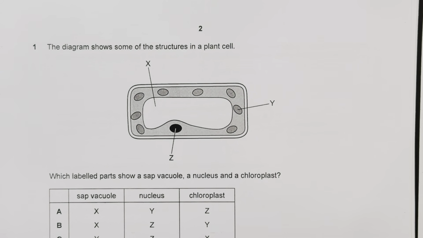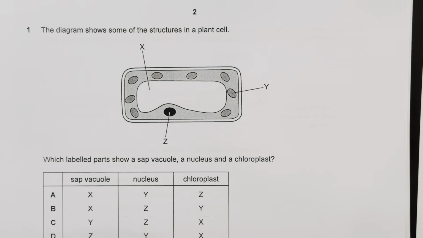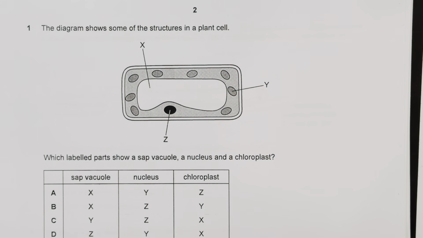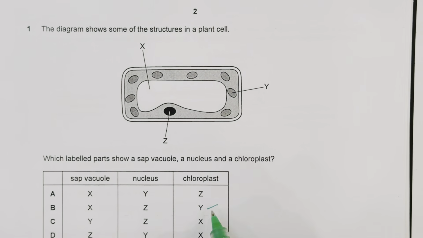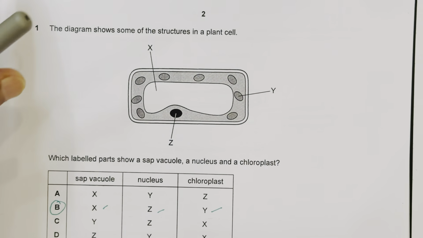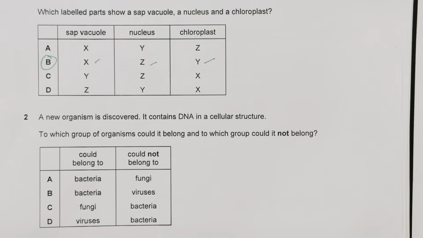Question number 1 is that the diagram shows some of the structures in a plant cell. Which labelled part shows a sap vacuole? We know that X is a sap vacuole, Z is a nucleus and Y is a chloroplast. So we're gonna select our option B.